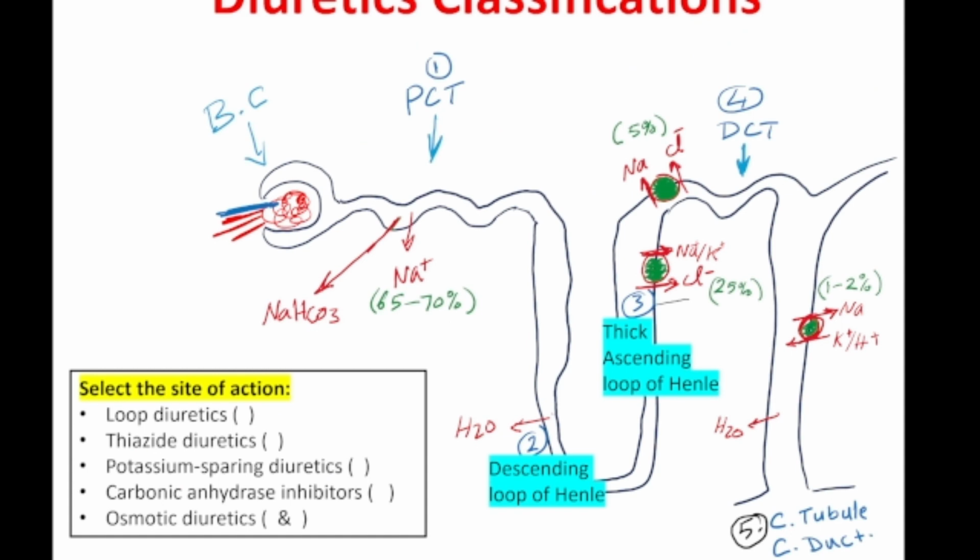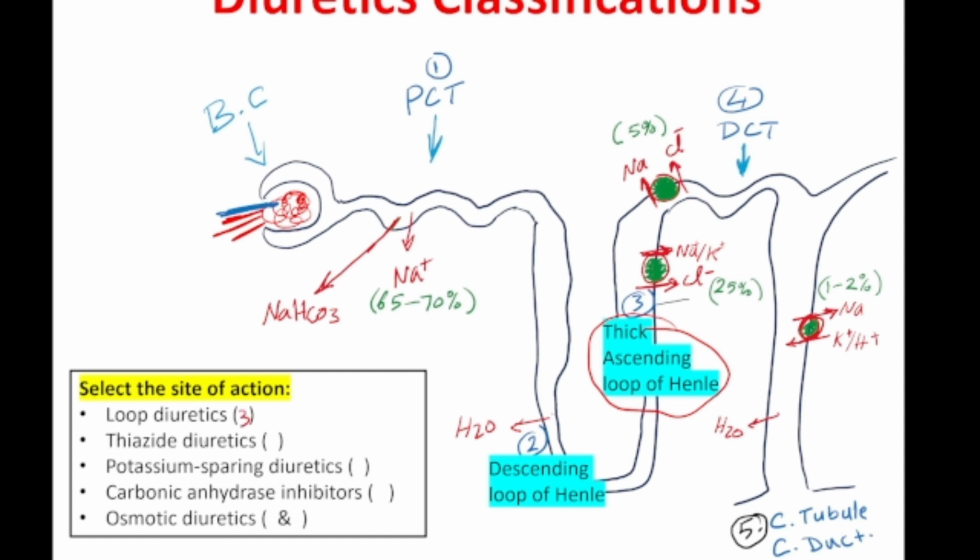Now we try to figure out the site of action for the groups of medication that affect the nephron and are used as diuretics. Diuretic classification: we talk about loop diuretic. From the name, when you say loop diuretic, what do you think the site of action is? If you said number 3, we can see number 3 here, loop diuretic, thick ascending loop of Henle. So I will type here number 3.